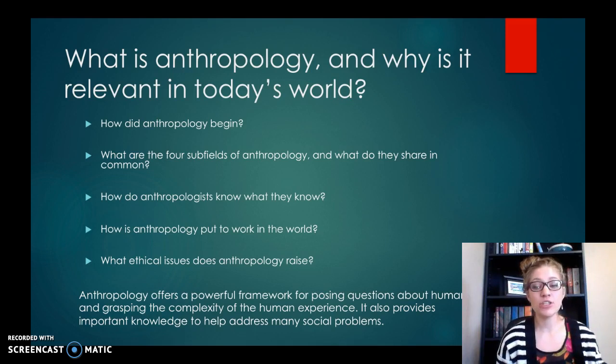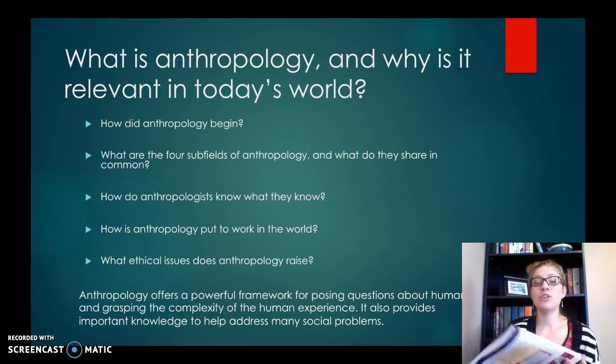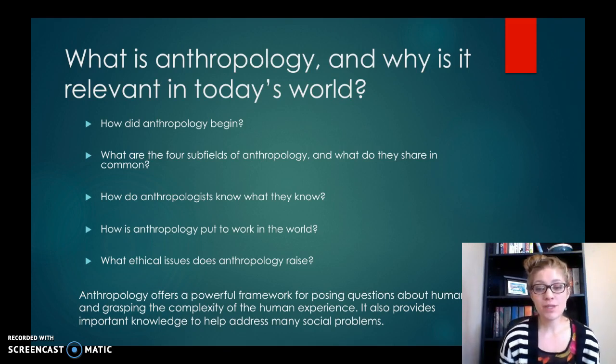Make sure you are reading chapter 1 in your textbook, which I do have here. This is your textbook. Make sure you have read chapter 1. And then I also want you to make sure you go on to the AAA website and look at what they talk about as what is anthropology.